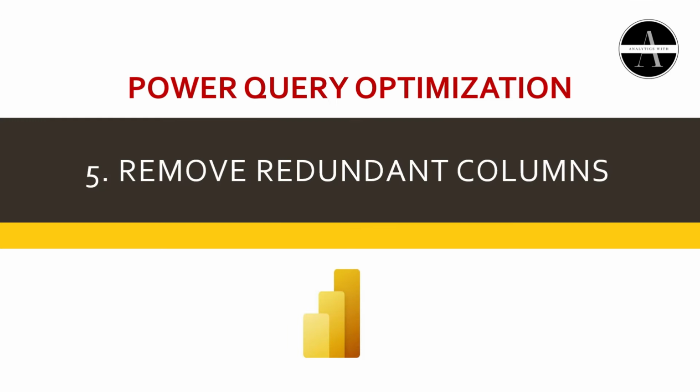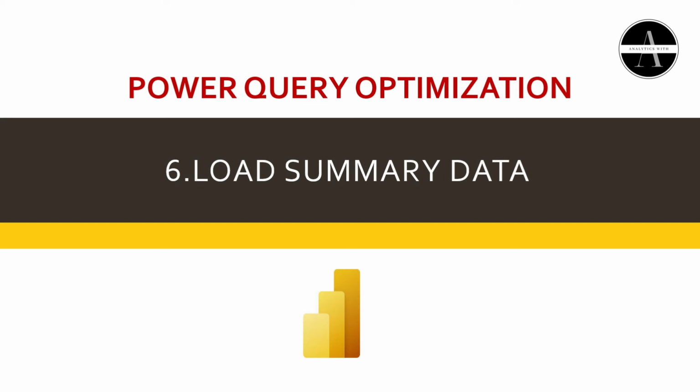Point number 5, remove redundant columns. One common issue is loading more data than you actually need. For example, if you only need daily sales data, there is no need to load hourly data. This excess data can really bog down the performance. Be strategic, remove columns or data you don't plan to use in your reports or dashboards.